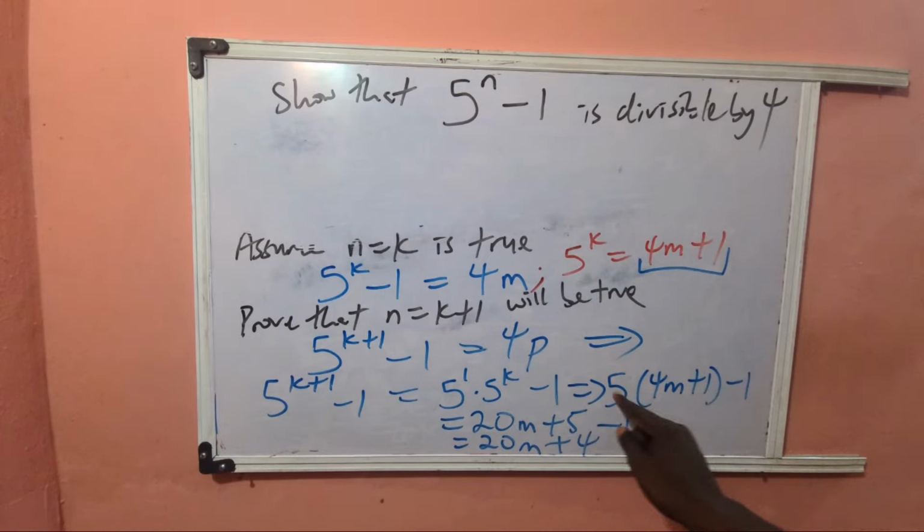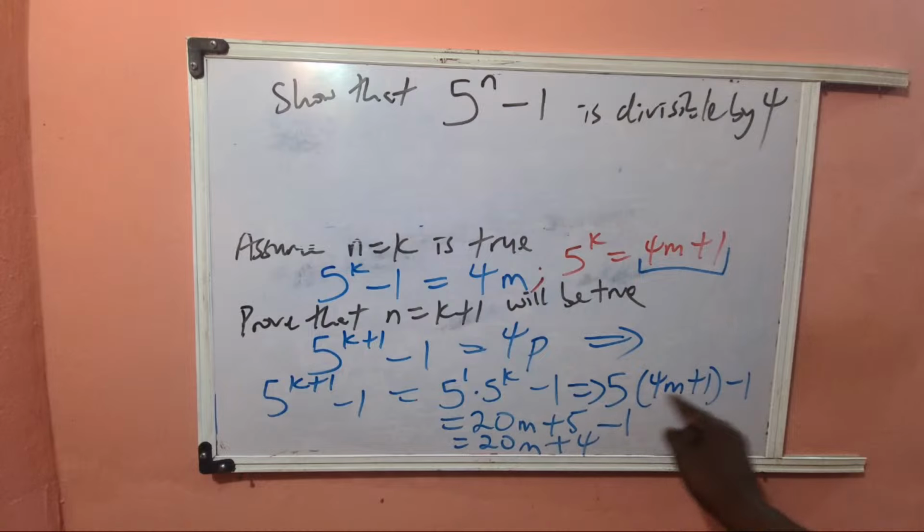And then I open this. This is 5 times 4m, that's 20m. 5 times 1, that's 5, minus 1. So this will be 20m plus 4.